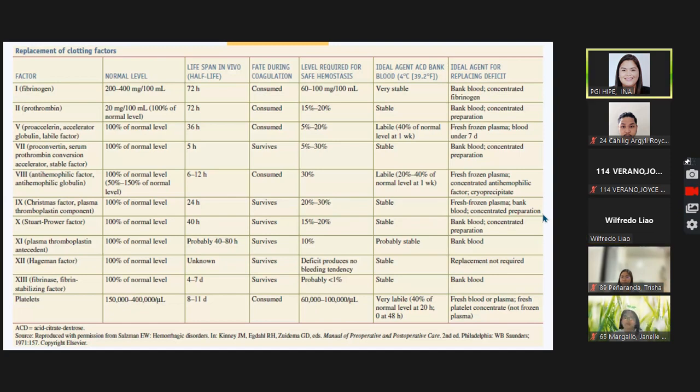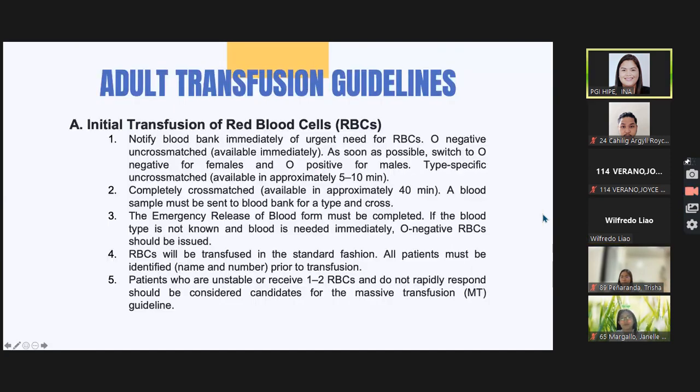So we have here your adult transfusion guidelines. So we have the initial transfusion of red blood cells or RBCs. These are actually the steps, Doc, in order for adult patients to be transfused with red blood cells. So first, you notify the blood bank immediately of urgent need for RBCs. So O negative uncrossmatched, if available immediately. As soon as possible, switch to O negative for females and O positive for males. So this one, Doc, you mentioned earlier. And then the type specific uncrossmatched.